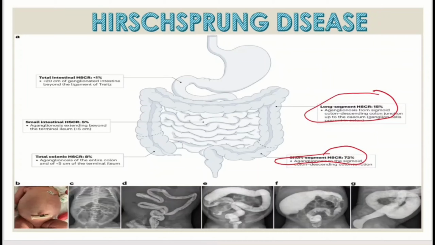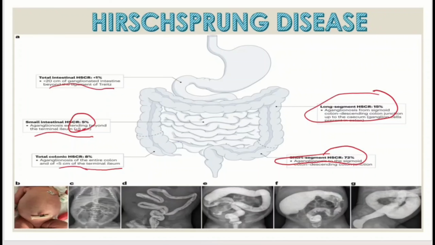If aganglionosis of the entire colon extends up to less than 5 cm of terminal ileum, it is called total colonic Hirschsprung disease, seen in 8 to 10% of the patients. Sometimes it can extend beyond the terminal ileum, that is, more than 5 cm of terminal ileum is involved, which is seen in almost 5% of cases, called small intestinal Hirschsprung disease. Less than 20 cm of ganglionated intestine beyond the ligament of Treitz is also sometimes involved, seen in less than 1% of cases, which is very rare.